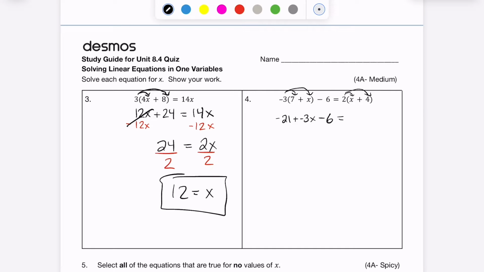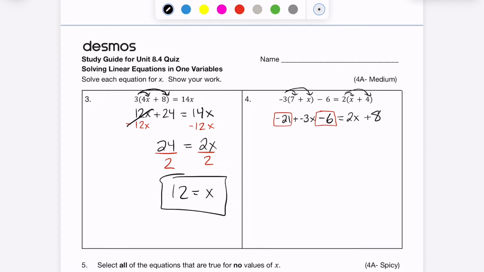All that matters is that within there you either have a negative 3x or you're subtracting 3x, which are mathematically equivalent. Okay, and then here we have 2 times x plus 2 times 4, which is 8. Okay, at this step, the easiest thing to do would be to combine like terms. So this is a negative 21, and this is a negative 6. And those are on the same side of the equal sign, so we can take those together, right?